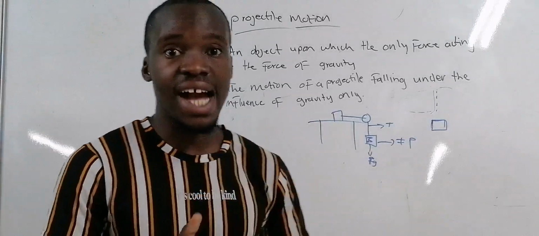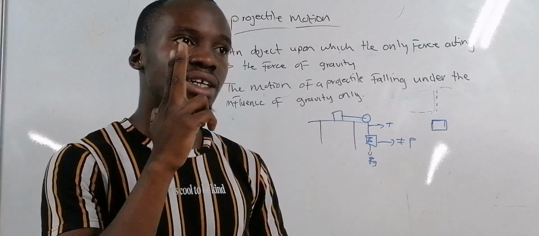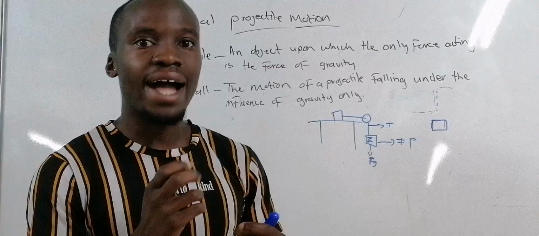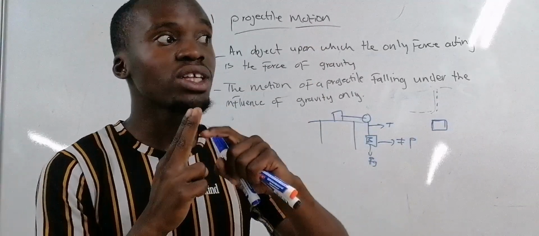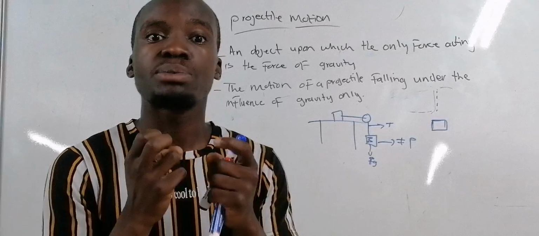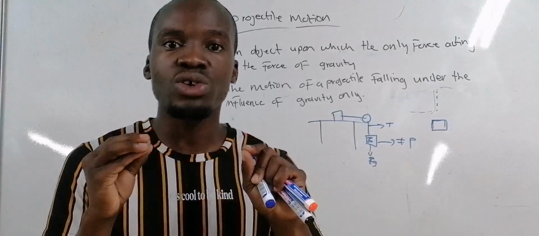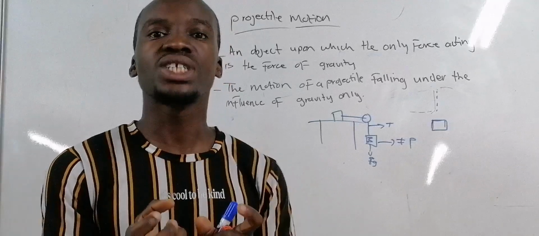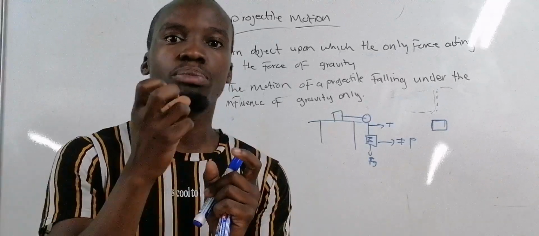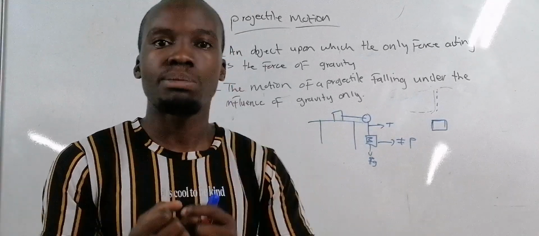Let me say I have a gun, then I fire it. Now, the bullet fired from the gun becomes what? A projectile. Why? Because when it goes up or when it goes down, it becomes a projectile. Why? Because there's no tension force that's pulling the object, which is the bullet from the gun. So the bullet becomes what?